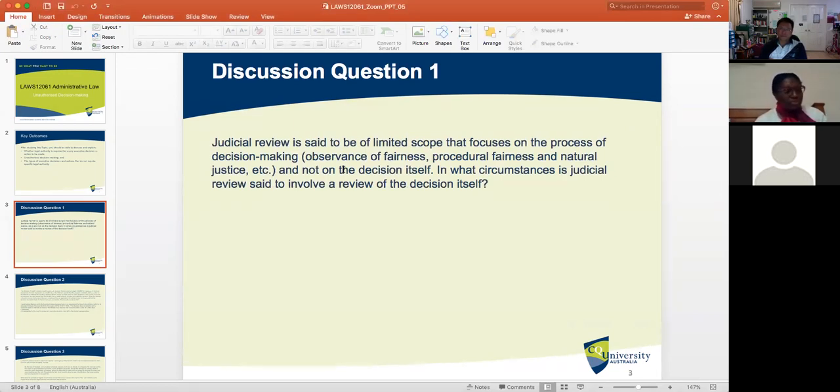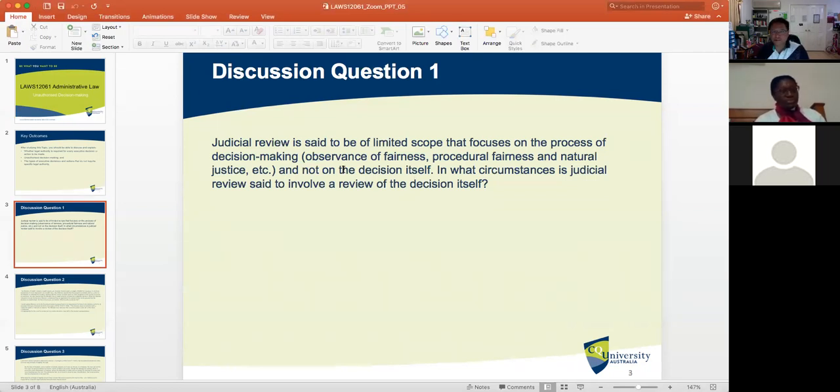Question 1. Judicial review is said to be of limited scope that focuses on the process of decision-making, observance of fairness, procedural fairness, and natural justice, etc., and not on the decision itself. In what circumstances is judicial review said to involve a review of the decision itself?